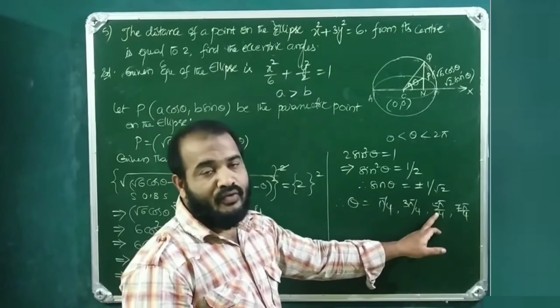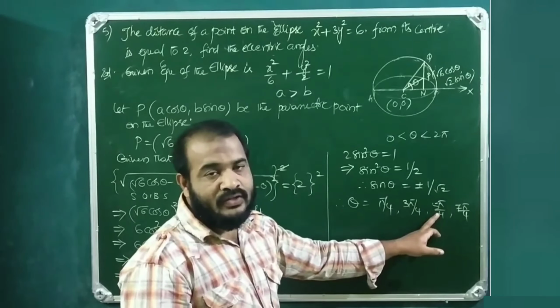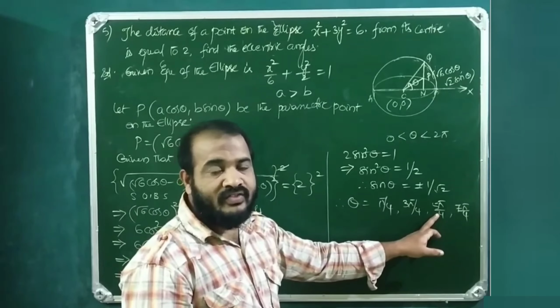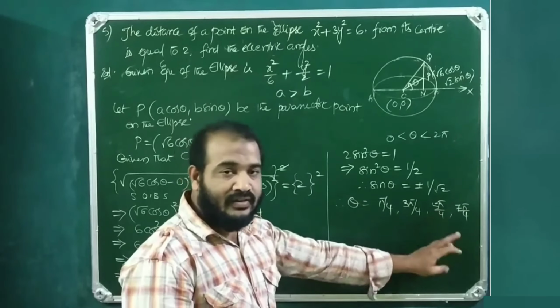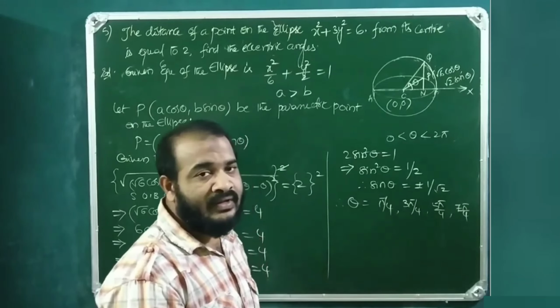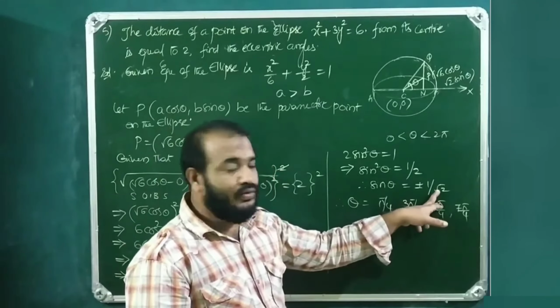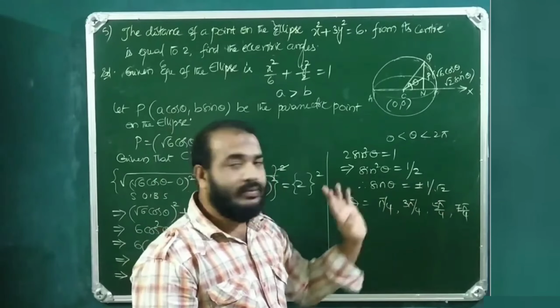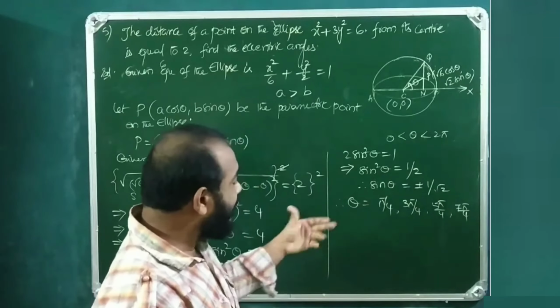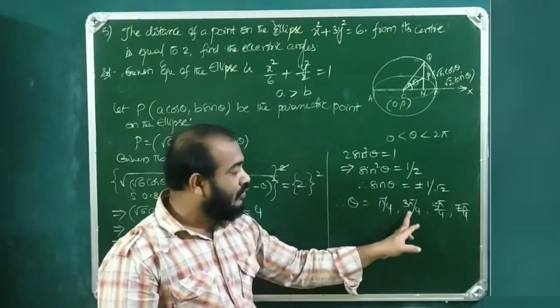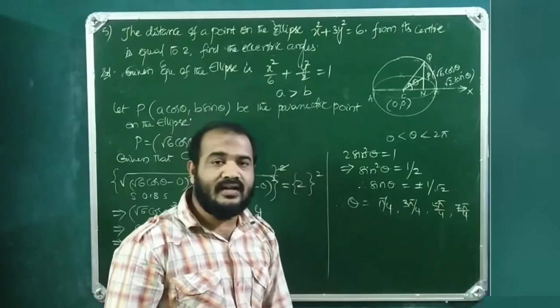So sin 5 pi by 4, 225 degrees. So 225 degrees can be written as sin 180 plus 45. Third quadrant. In third quadrant, sin is negative. So minus sin 45. So minus 1 by root 2. Sin 315 minus 1 by root 2. Therefore, the eccentric angles could be pi by 4, 3 pi by 4, 5 pi by 4 and 7 pi by 4.